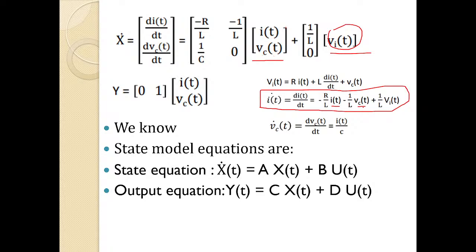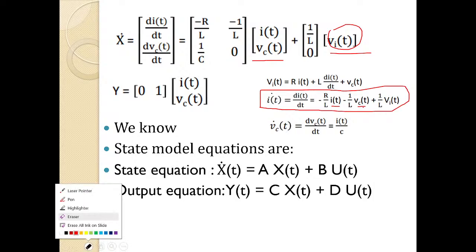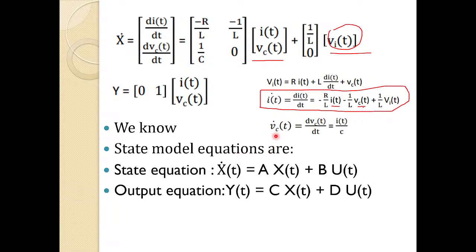So what is the coefficient of I of t? Minus r by L. Just write down minus r by L. What is the coefficient of Vc of t? Minus 1 by L. Okay, that is it for this equation. Next equation, V dot of c of t. What is the coefficient here for I of t? 1 by C. So write 1 by C. What is the coefficient of Vc of t? Here there is no Vc of t term, so write 0.